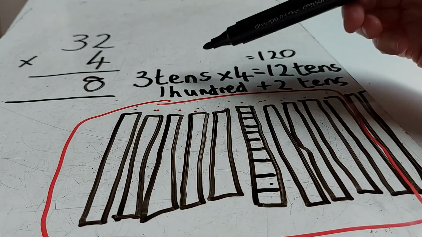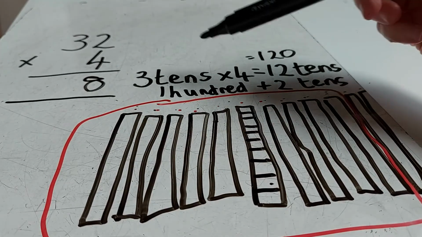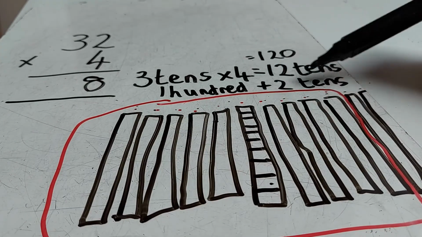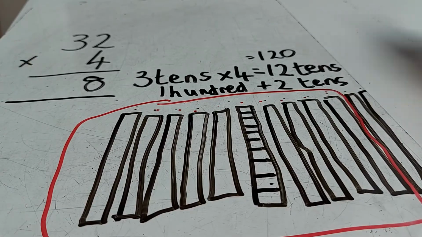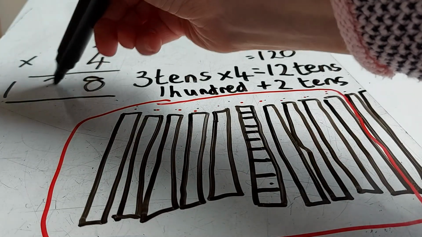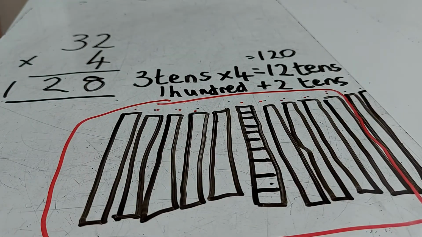So 4 lots of 3 tens is either 120, 12 tens, or 102 tens. So when it comes to recording it here, we write a 1 in the hundreds and a 2 in the tens, and that's your answer, okay? Now, if you've understood this, you don't need to do the bit at the side, and that is how you can work it out here, okay?